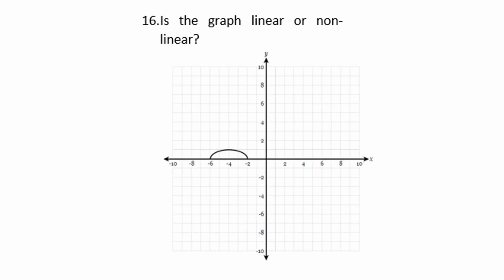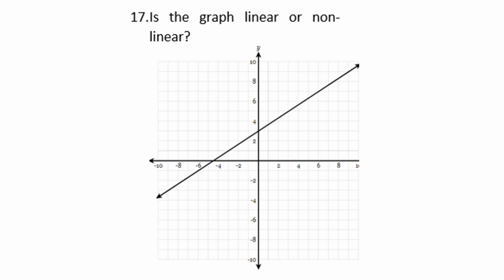For number 16, is the graph linear or nonlinear? Remember, linear means straight line, nonlinear means not a straight line. This picture is not a straight line, so it is nonlinear. Number 17, is the graph linear or nonlinear? The straight line goes all the way across the page. It does not have any bumps, curves, or stoppages, and so this is a linear graph. It is a straight line.